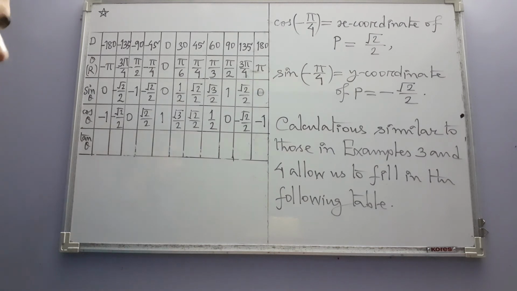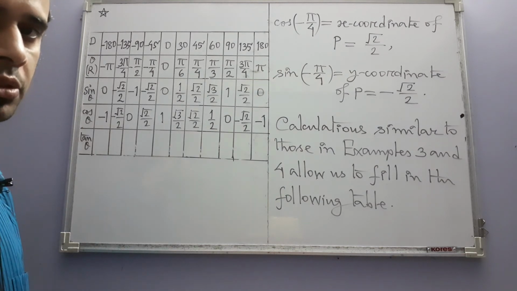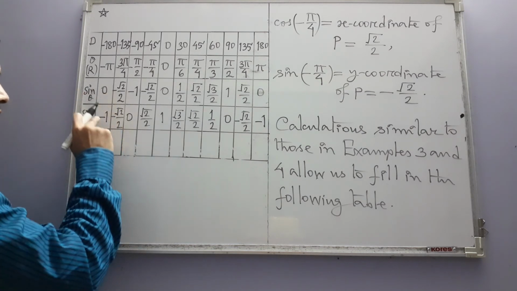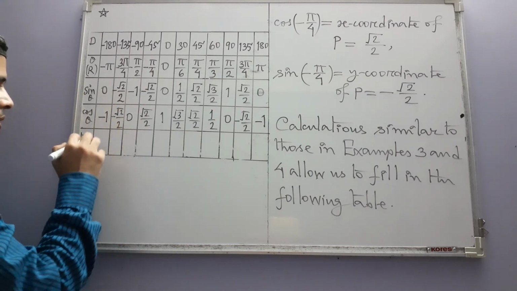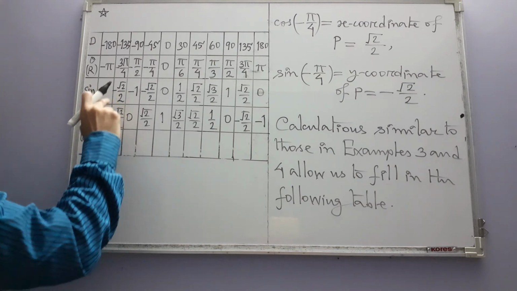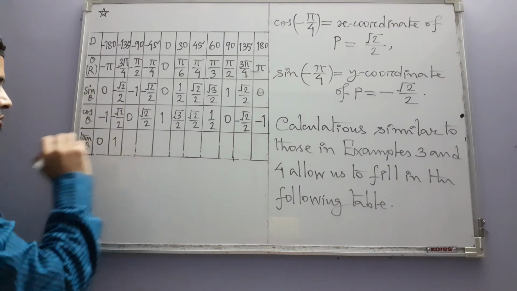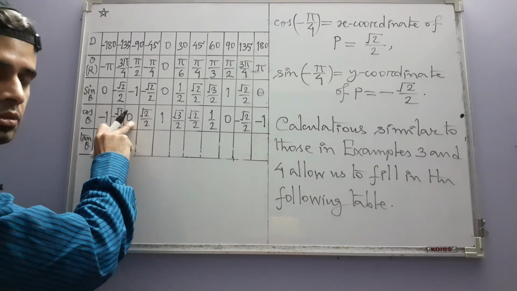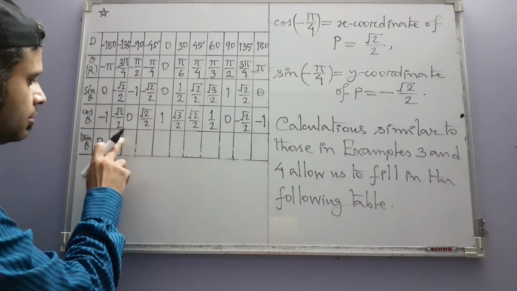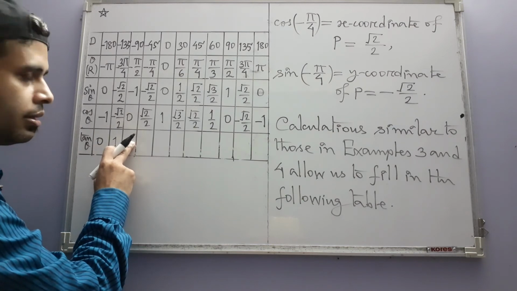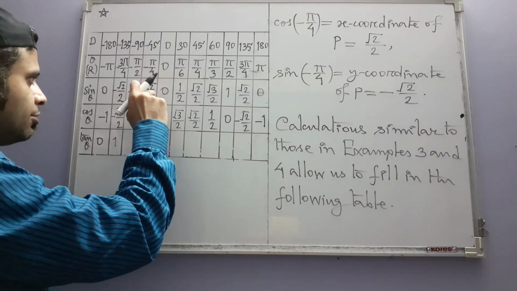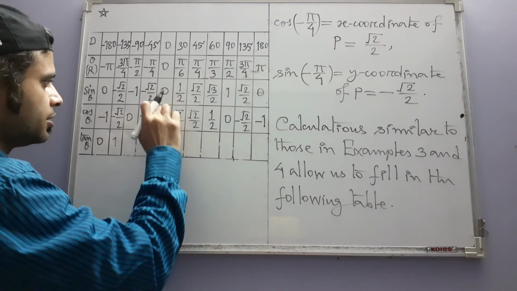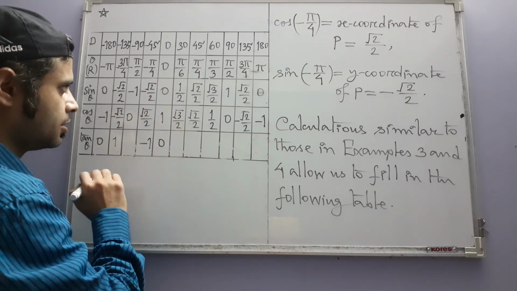Now once you have sine and cos, tan can of course be calculated from these values. You just divide the sine value by the cos value. 0 divided by minus 1 is 0. These two values are the same, so the quotient is 1. This cannot be defined because you have to divide by 0, so it remains empty. This cell is undefined. If you divide this one by this one, you get minus 1. 0 divided by 1 is 0.